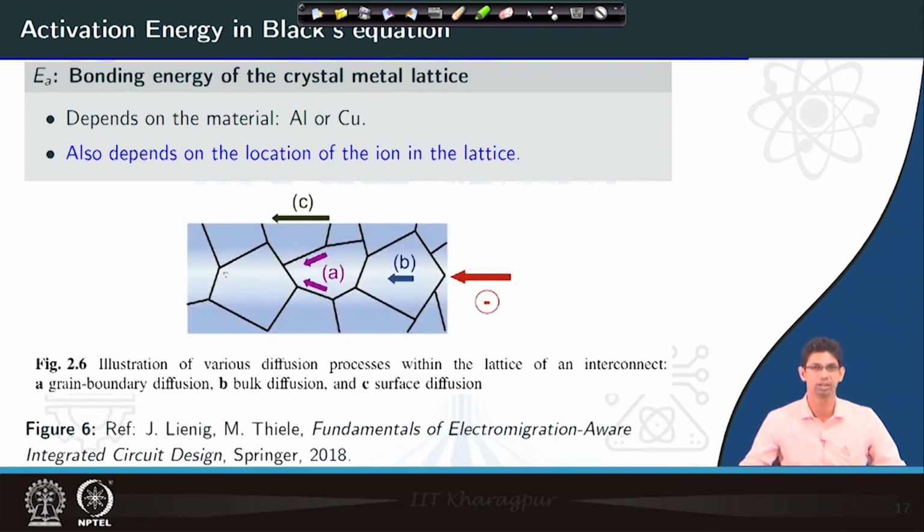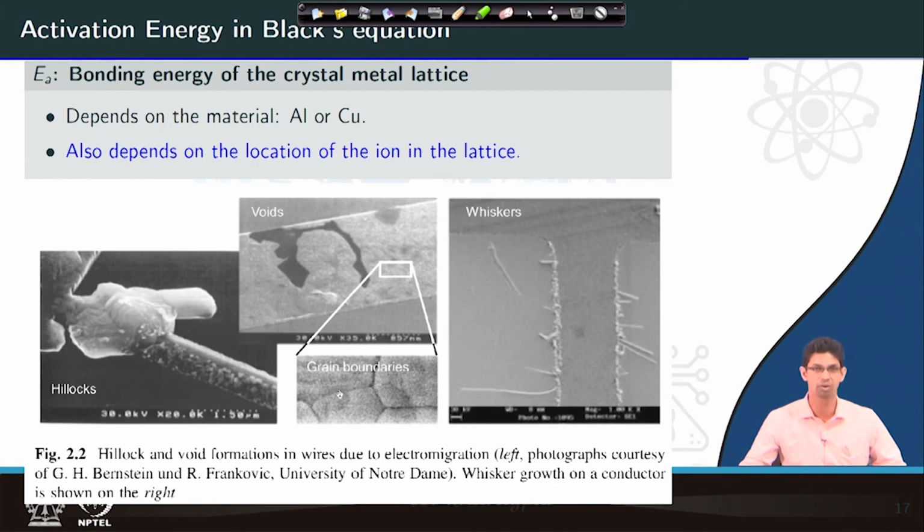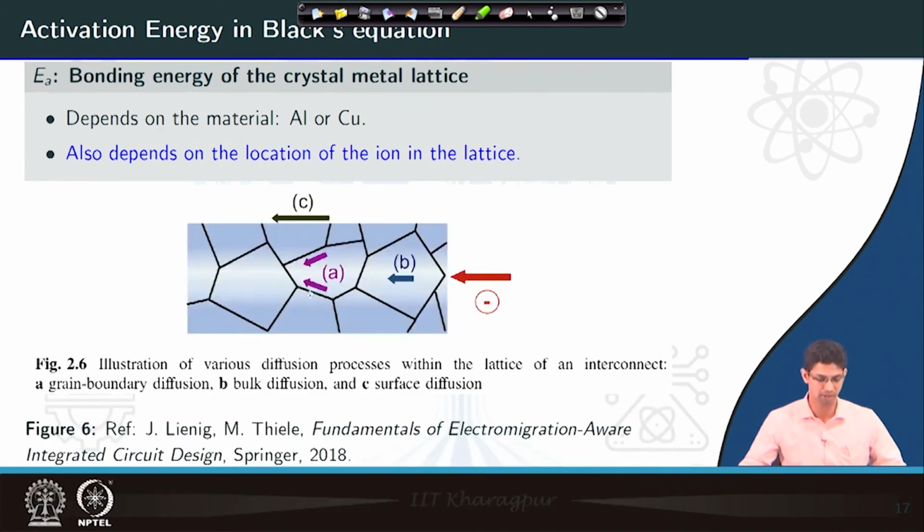If you have an interconnect like this, with electrons flowing from right to left, shown by this red arrow, electromigration can happen at 3 sites. The first site is A, which is the grain boundary diffusion. This is at these boundaries, which I had shown earlier in this image. So, if there is electromigration at these boundaries, this is one site.